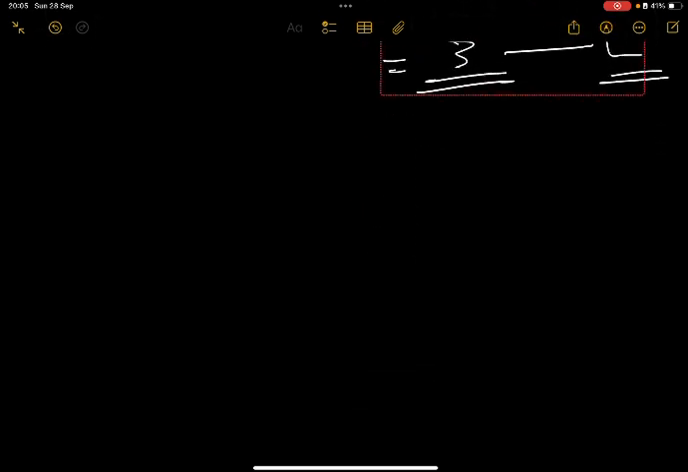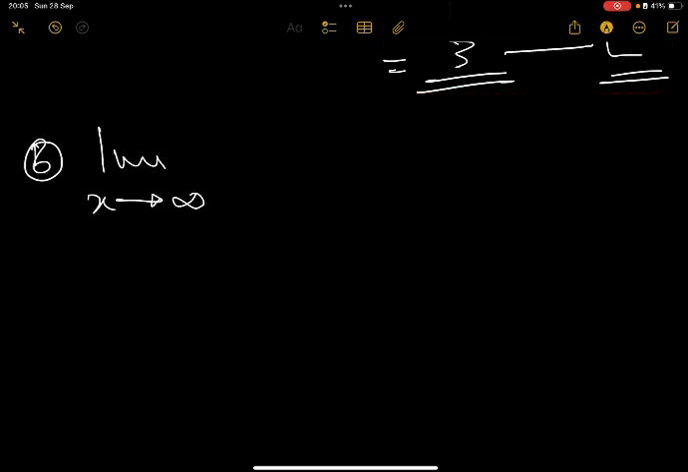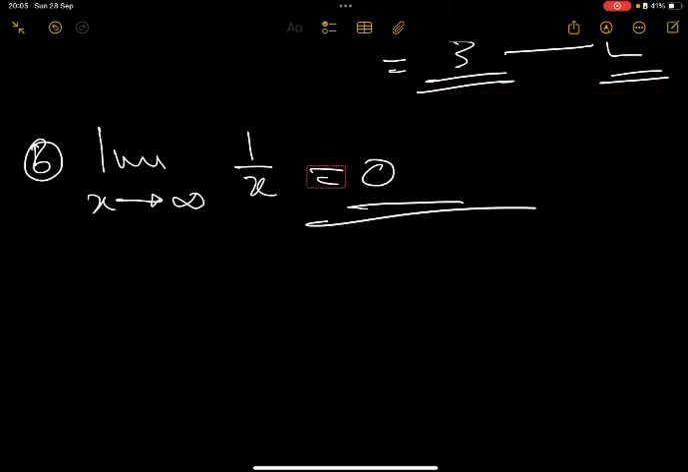Let's say, for example, at B, we are given the limit as x approaches infinity of 1 over x. We know that as x approaches infinity, x is getting bigger and bigger, so 1 over x tends to 0. So 1 over x as x approaches infinity is equal to 0. This is defined.